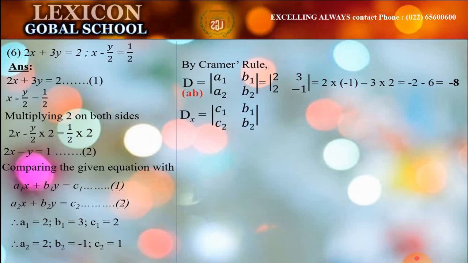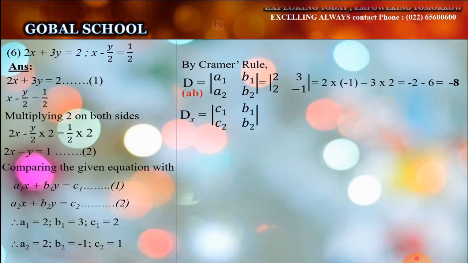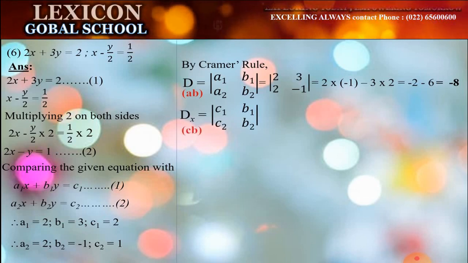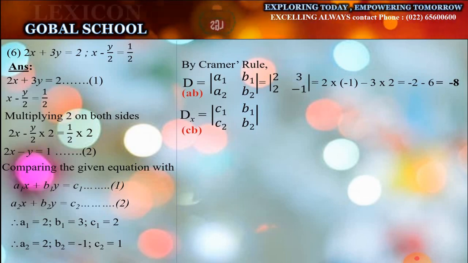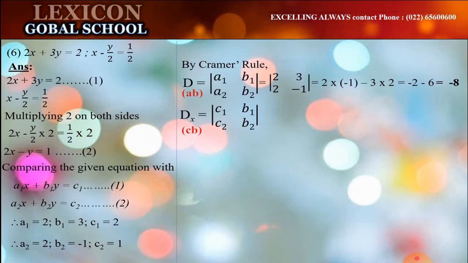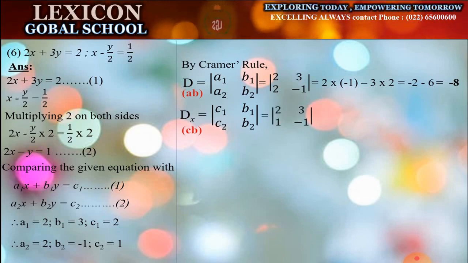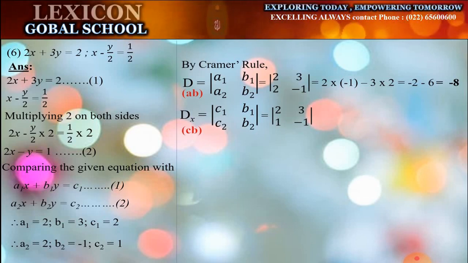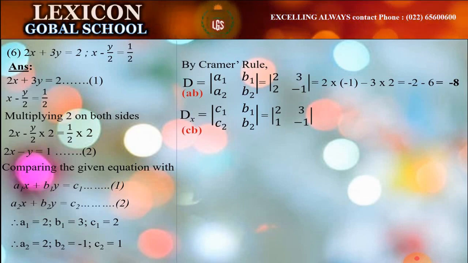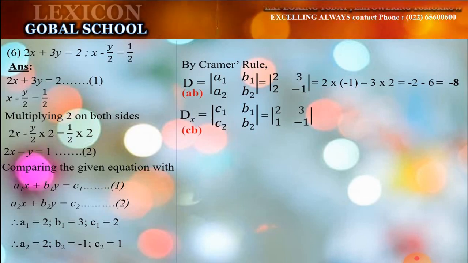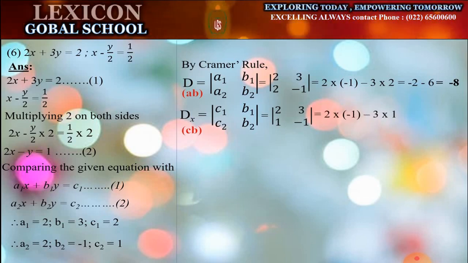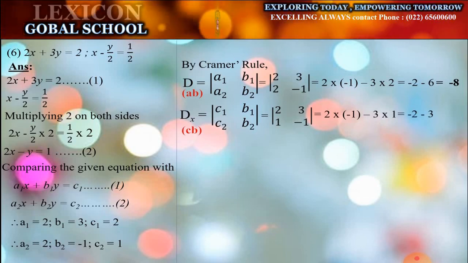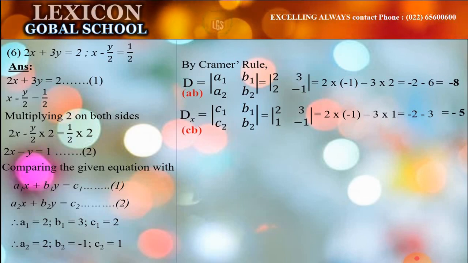Similarly, we will find the value of dx. And the short formula is CB. So CB means C1, B1, C2, B2. Let us substitute the values: C1 is 2, B1 is 3, C2 is 1 and B2 is minus 1. When you cross multiply, you get 2 into minus 1 minus 3 into 1. That equals to minus 2 minus 3. That equals to minus 5.